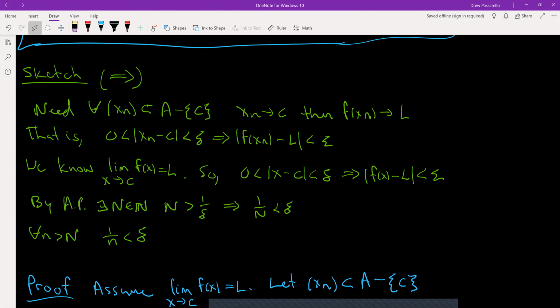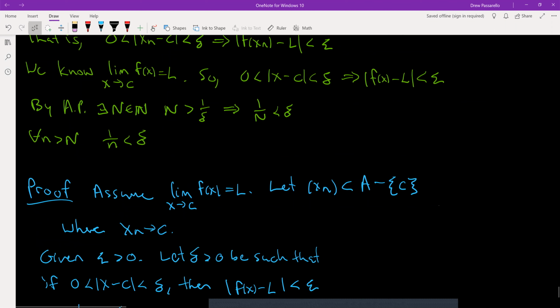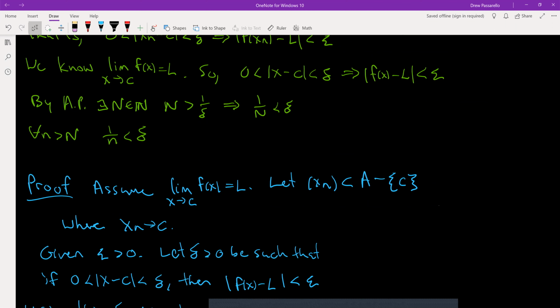All right, so this is going to be sort of the structure, now the actual proof. So we're going to assume we have the limit of f(x) as x approaches c equals L. Pick any arbitrary sequence x_n contained in A minus {c}, such that x_n converges to c.